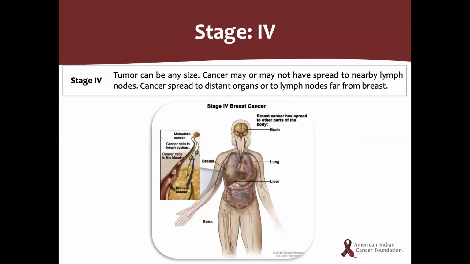In stage 4 breast cancer, the tumor can be any size. The cancer may or may not have spread to nearby lymph nodes, but the cancer at this point has spread to distant organs or lymph nodes that are far from the breast. Some common places of metastasizing include the brain, lungs, liver, and bones.